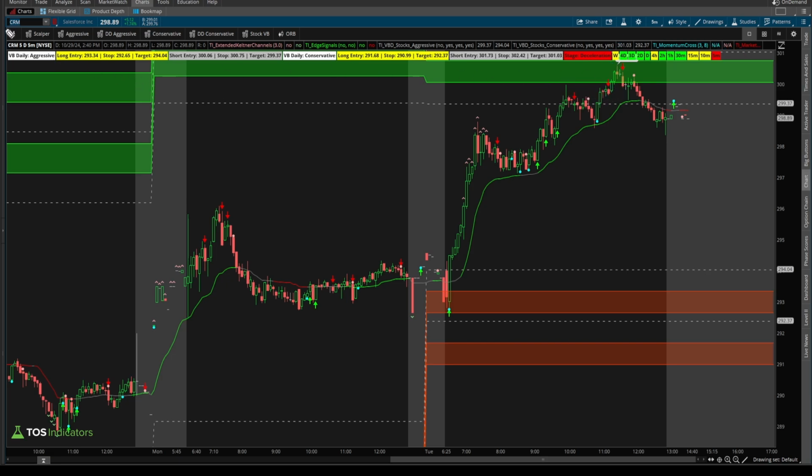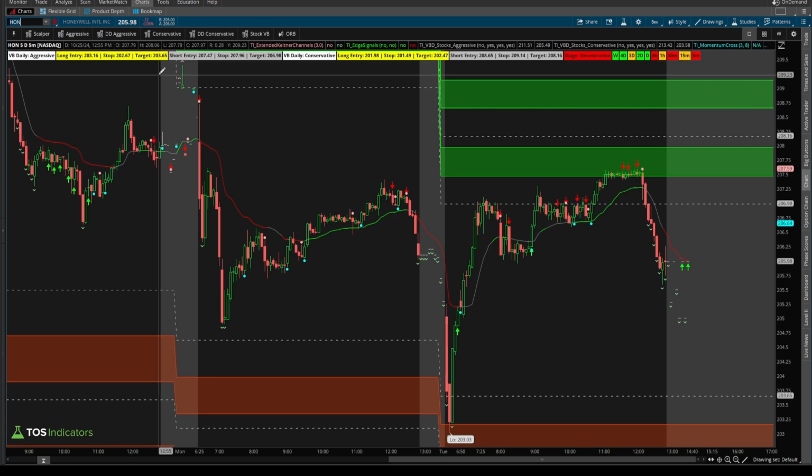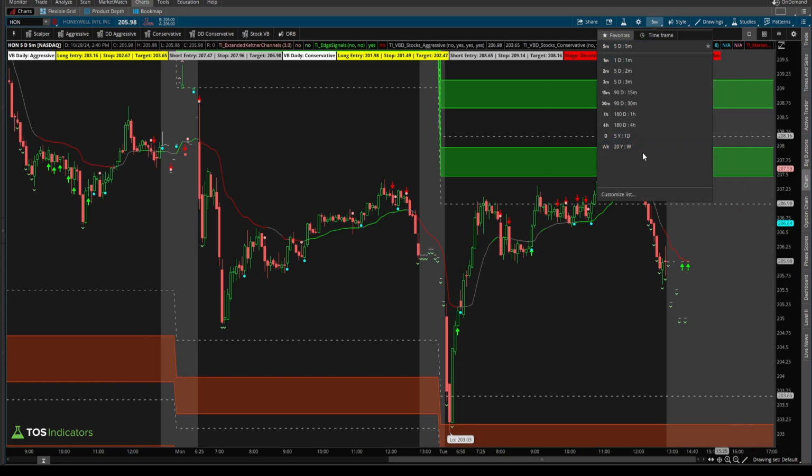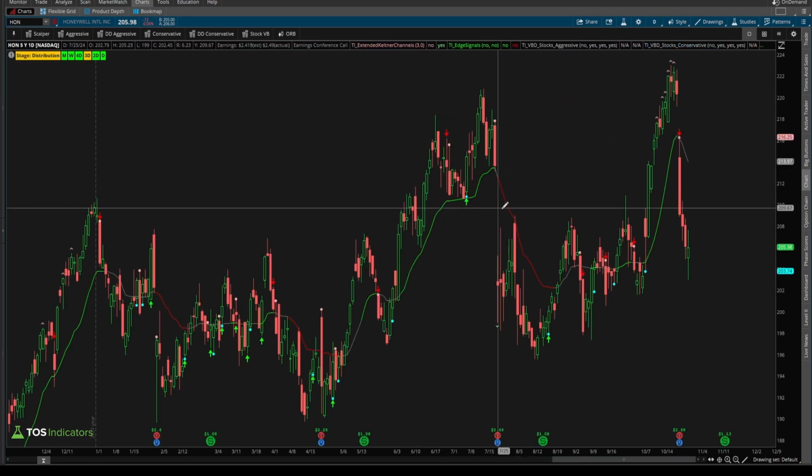We had both Salesforce and Honeywell on our stock Volatility Box live scanner, and we were looking for a short side setup in both. Here's Salesforce and here's Honeywell. Now, the key difference between these two, you should notice, is the trend on their longer time frames. I'll start with the daily time frame first before talking about these labels on the chart.